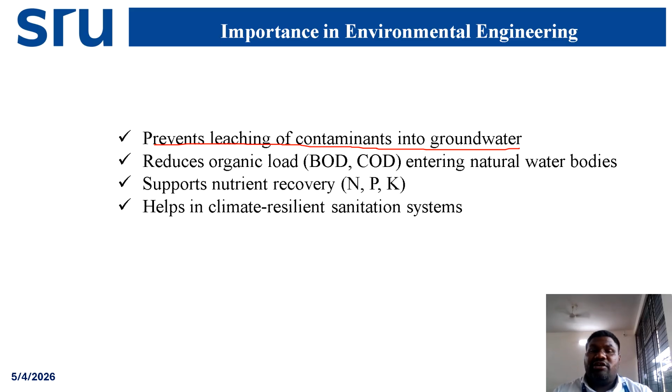The next one is to reduce the organic load. The organic matter, the carbon sources present, will be higher, so we need to reduce it before disposing onto the environment. And also if we go for a treatment approach for this sludge, after treatment, the sludge becomes a nutrient source. It contains nitrogen, phosphorus, potassium. It is a very good resource for field applications. Then it helps in a climate resilient sanitation system. If you are collecting, transporting, and treating, ultimately the impact on the climate will also be reduced.